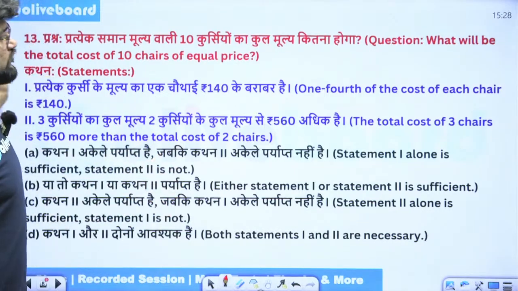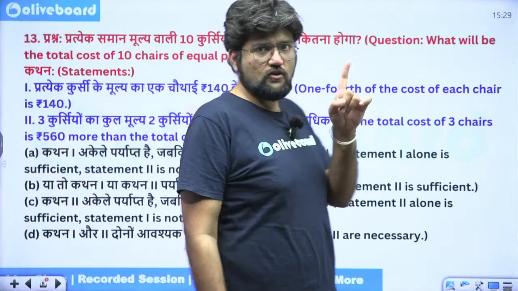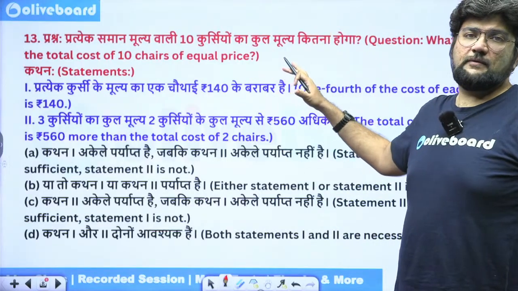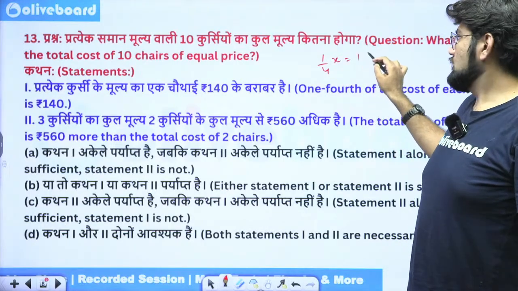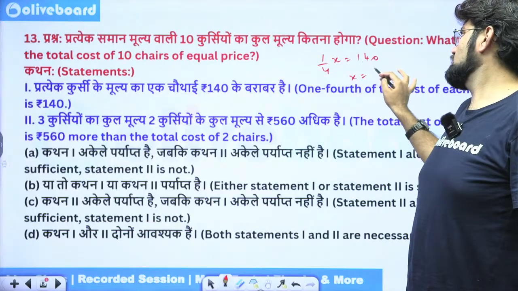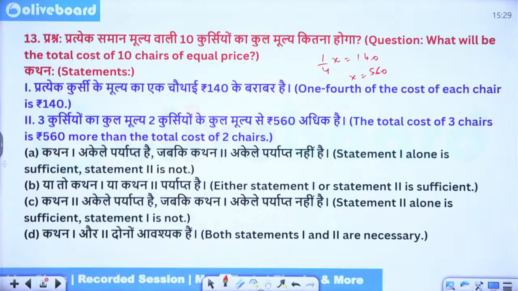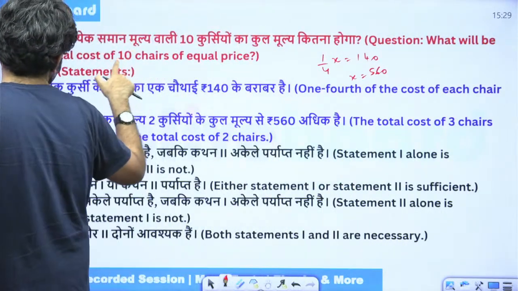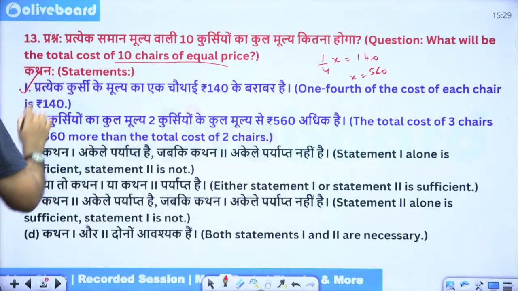Check for the first one. 1/4 of the cost of each chair is 140. See, if 1/4 the cost of one chair is known, you can easily find out the cost of one chair. You don't have to do that. Please refrain from doing that. A lot of people, what you do is 1/4 the cost of one chair is 140, so that means the cost of one chair is 560. Correct? That's what a lot of you are going to do. So refrain from doing this. This alone gives you the cost of 10 chairs because I can simply multiply that by 10 and get the answer. So one alone is sufficient.